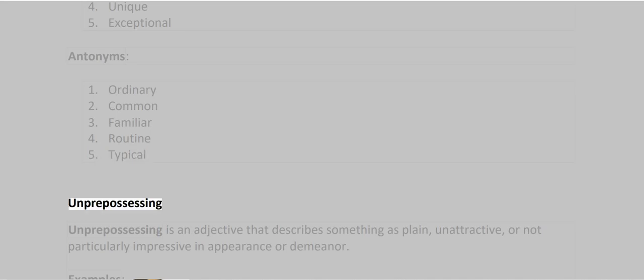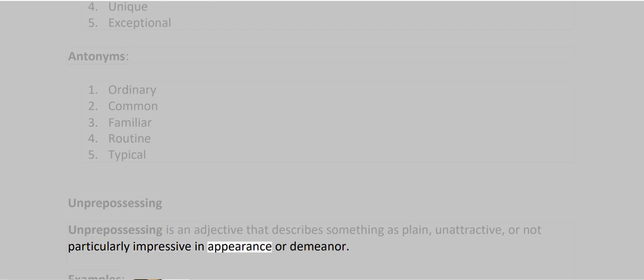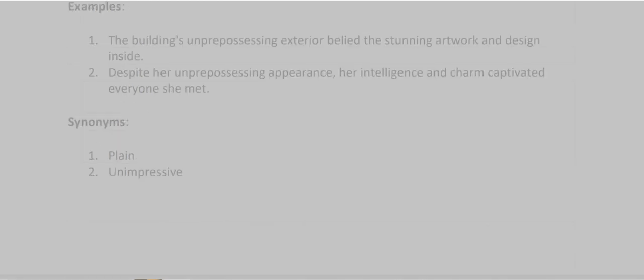Unprepossessing. Unprepossessing is an adjective that describes something as plain, unattractive, or not particularly impressive in appearance or demeanor. Examples. 1. The building's unprepossessing exterior belied the stunning artwork and design inside. 2. Despite her unprepossessing appearance, her intelligence and charm captivated everyone she met.